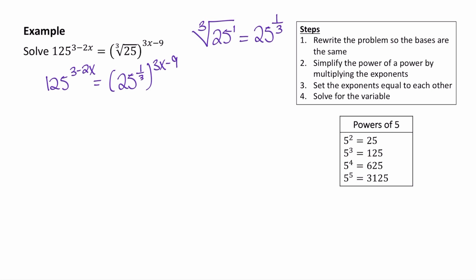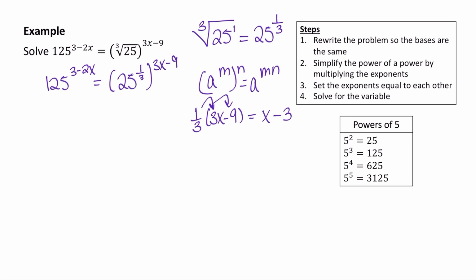Now I have a power raised to another power, like an a to the m to the n situation, so I'm going to multiply those two exponents together. If I do 1/3 times 3x minus 9, remember that means the 1/3 will distribute to both terms. So 1/3 times 3x is just x, and then I have minus 1/3 times 9, which is 3. So this is the same thing as 125 to the 3 minus 2x equals 25 to the x minus 3. Now I need both of these to have the same base. If I look at my powers chart, notice that 125 and 25 are both powers of 5.